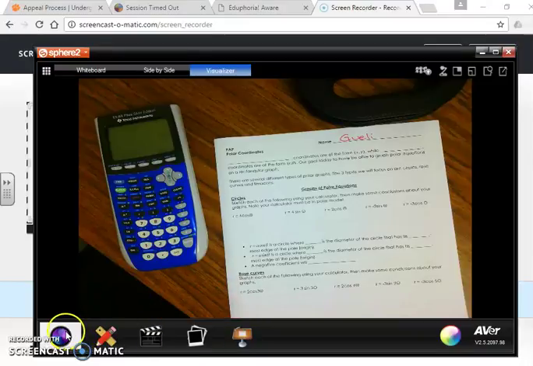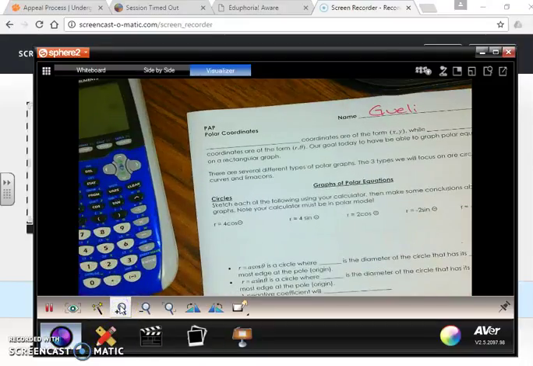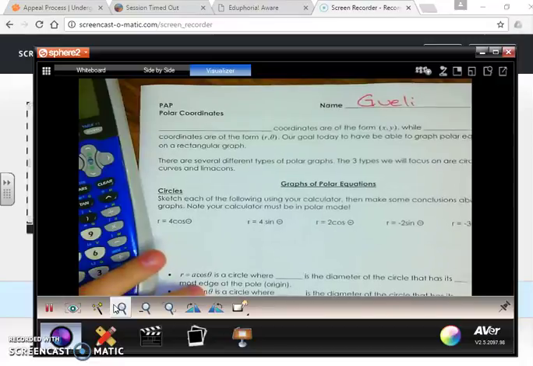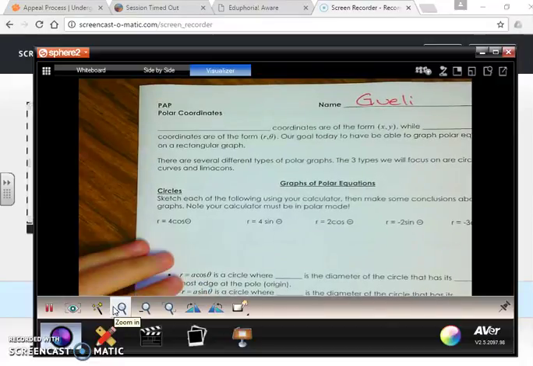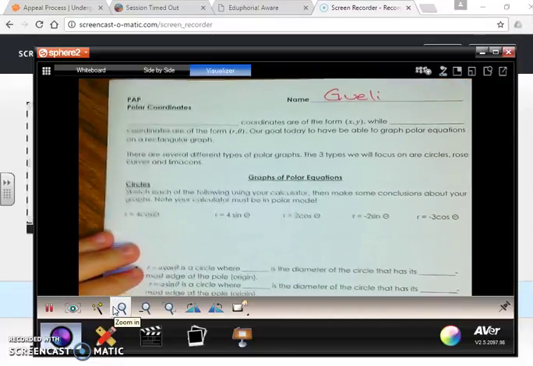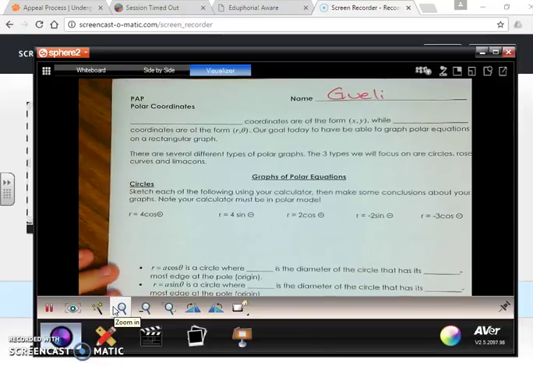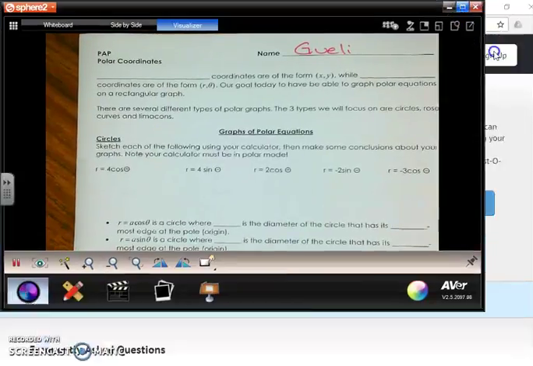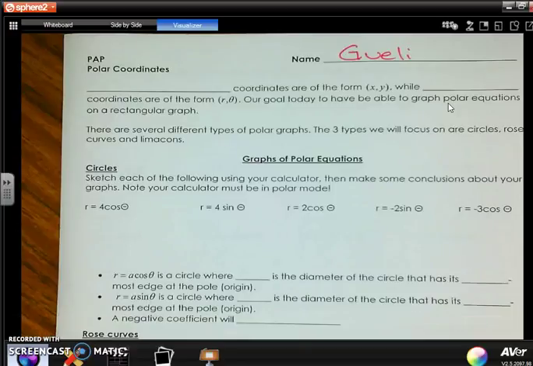Okay, greetings. I am not here today, so I'm going to be walking you through the notes for your polar equations. Polar equations are definitely useful when you get to BC Calculus in the spring semester, and we're going to be going through them together today on your calculator.